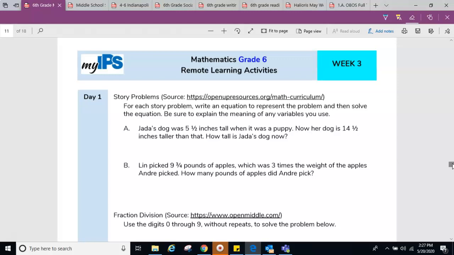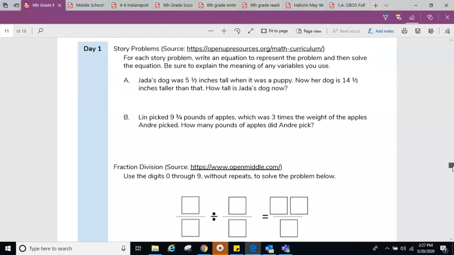Alright, 6th graders, we are on week 3 for remote learning activities. We are going to start at day 1 with story problems. For each story problem, write an equation to represent the problem and then solve the equation. Be sure to explain the meaning of any variables you use.